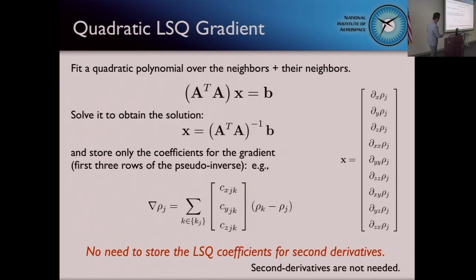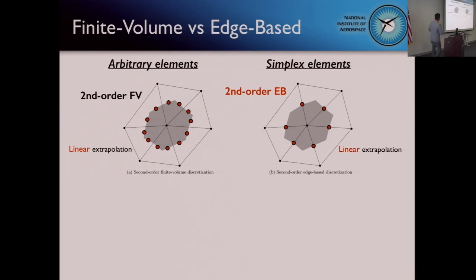And second derivatives are not needed. This is very nice. But the story changes when we get to source step. And I'd like to distinguish finite volume and H-based. These two are different methods.